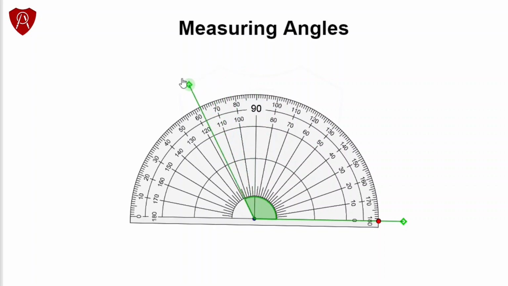Bigger than 90, up to 180 degrees. This is what we call an obtuse angle. Obtuse, between 90 and 180 degrees. At exactly 180 degrees, the two legs line up to make a straight line. And so this angle is called the straight angle. Who would have thought? The straight angle.